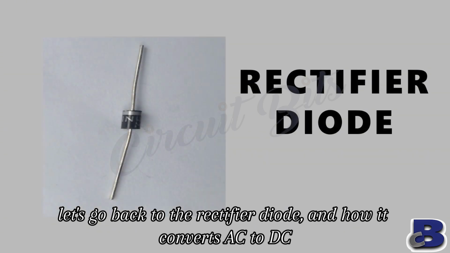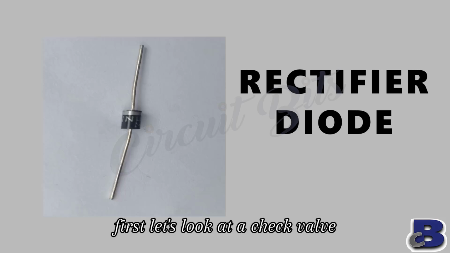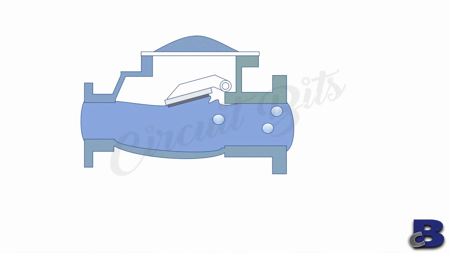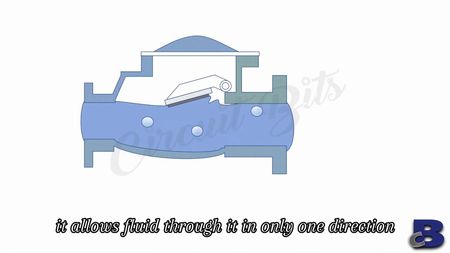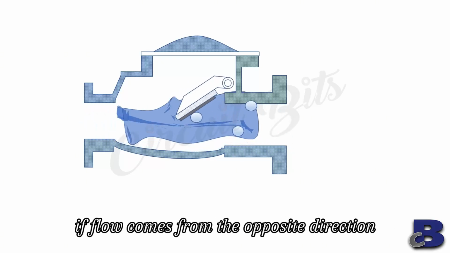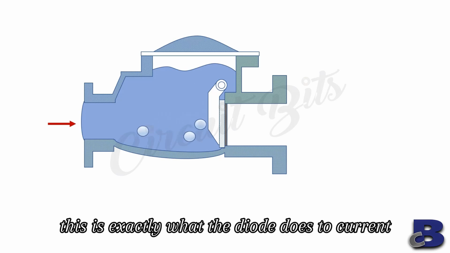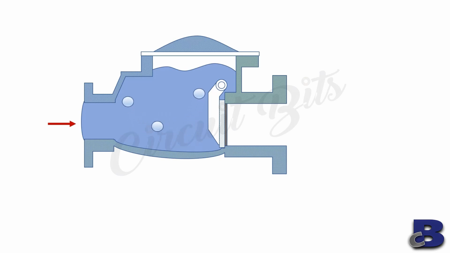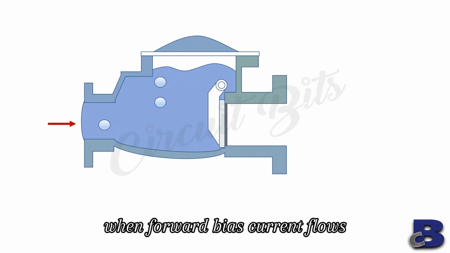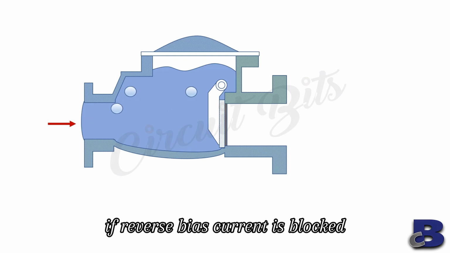Let's go back to the rectifier diode and how it converts AC to DC. First, let's look at a check valve. It's a one-way valve. It allows fluid through it in only one direction. If flow comes from the opposite direction, it blocks it. This is exactly what the diode does to current. When forward bias, current flows; if reverse bias, current is blocked.